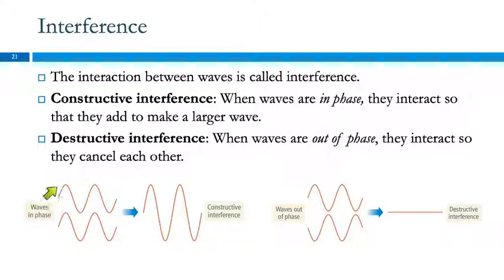If the waves are in phase, meaning their peaks are lined up and their troughs are lined up, then they constructively interfere and they make a wave that has larger amplitude. Their amplitudes add. We can also have destructive interference where the waves are out of phase. So here the peak of one wave lines up with the trough of another, and then they'll cancel each other out, and that's called destructive interference.